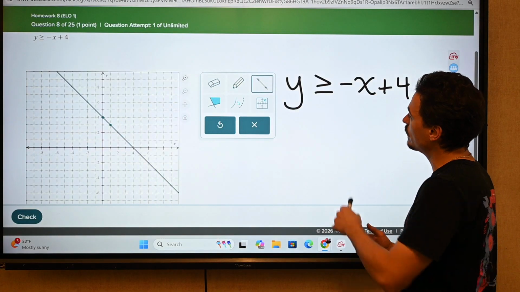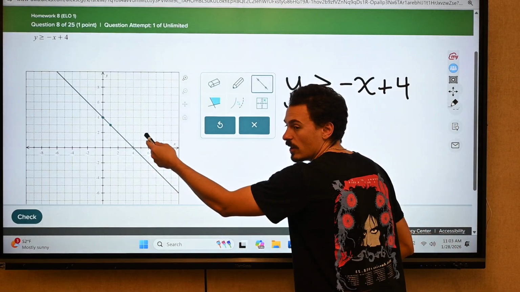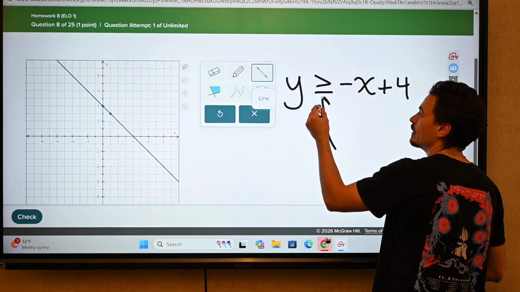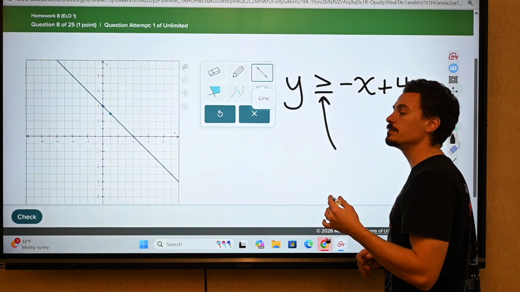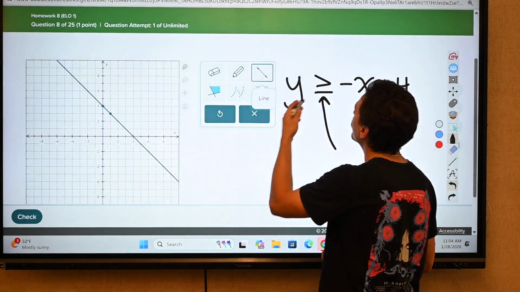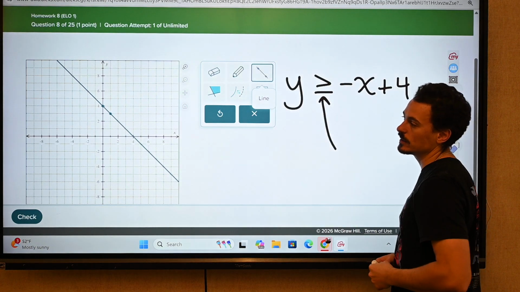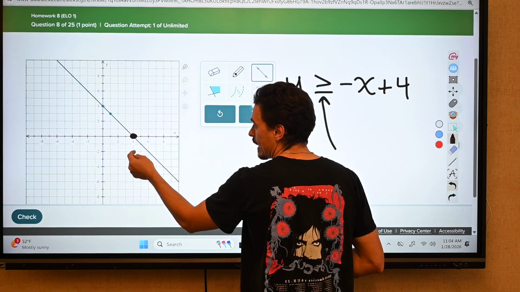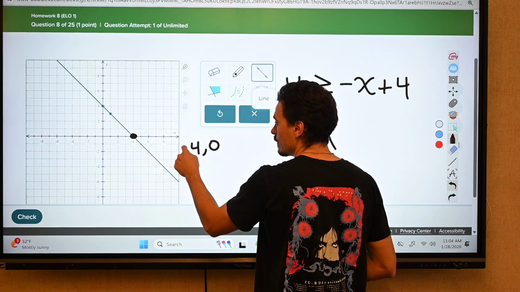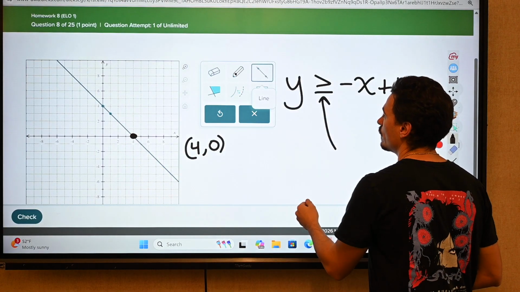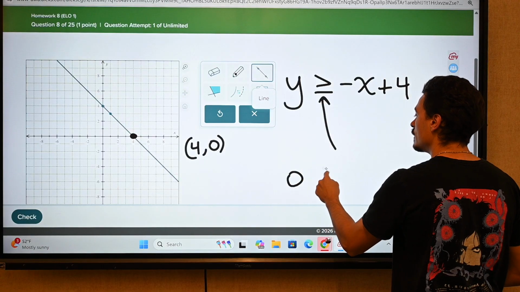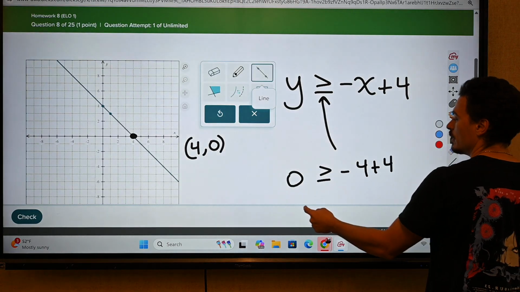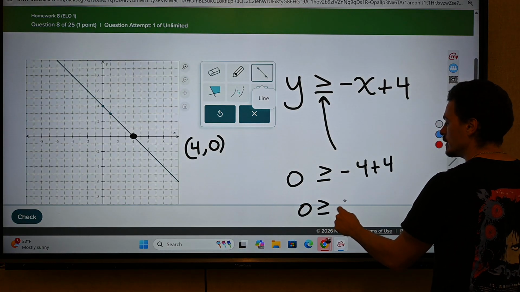For this line, you would actually keep the line solid because the symbol right here is greater than or equal, which means that the y value can equal negative x plus 4. For example, right here on the graph, that'd be 4 comma 0. So if y is a 0, we get 0 greater than or equal to negative 4 plus 4. And 0 is greater than or equal to 0 would be true.